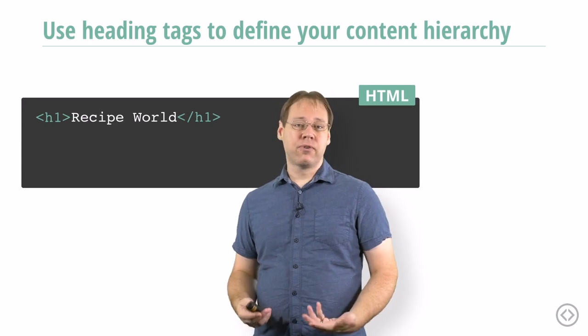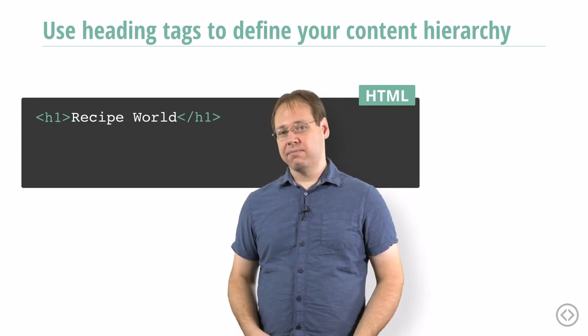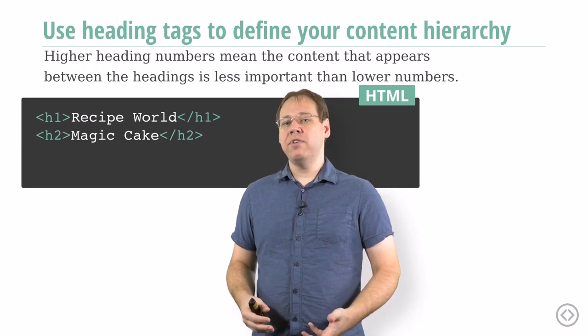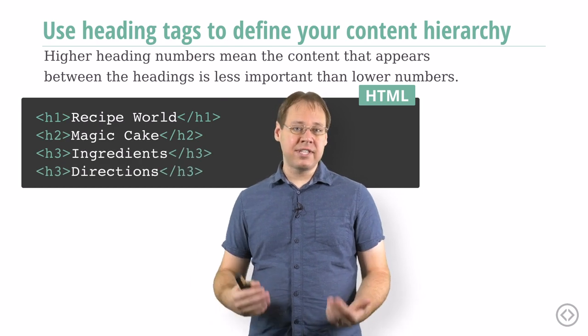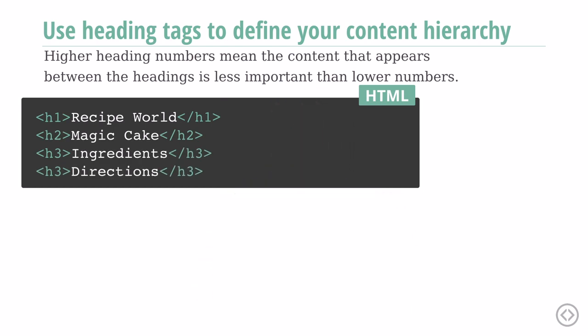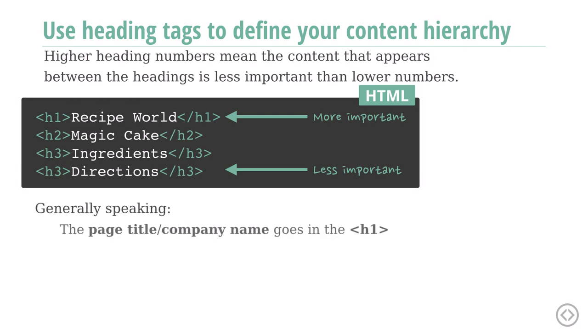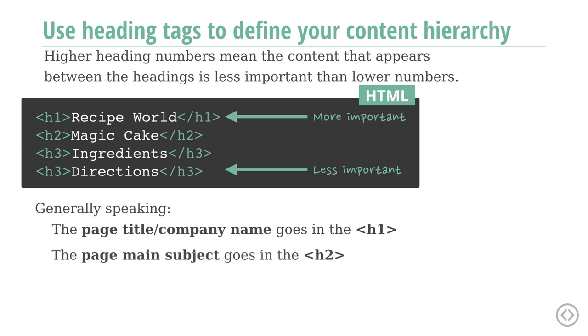H1 is part of a group of tags called heading tags. And heading tags are used whenever you want to declare the title of a section of content on your page. Generally speaking, the lower the H number, the more important the content is for that page. So you'll usually see things like a page title or company name inside of an H1 tag, the main subject or idea of the page in an H2 tag.